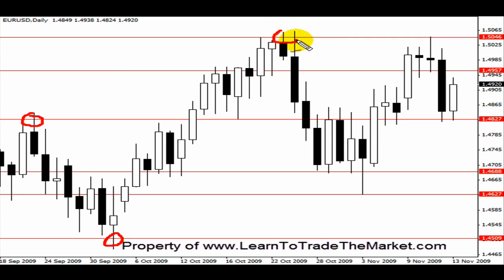150.46 or thereabouts. I've circled that. Market then moves down to 146.27. And then market moves back up to 150.46. So you can see we've got 1, 2, 3, 4, 5 key levels, and obviously another one here at 148.27. That's where the most recent swing point or turning point is in the market.